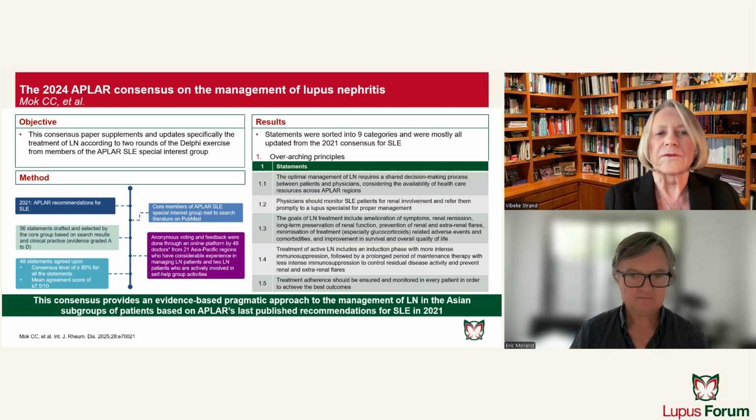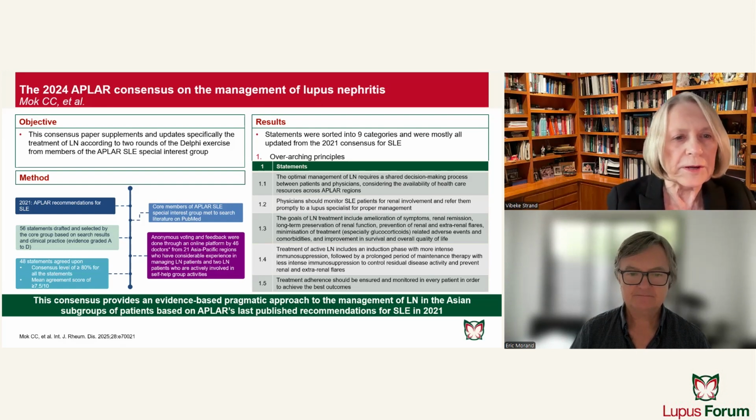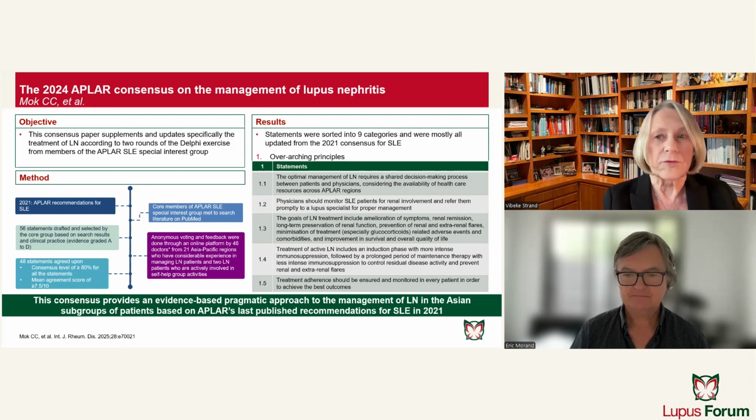And they then did the Delphi, where anonymous voting and feedback were done through an online platform, very similar to what OMERACT does. There were 46 doctors from 21 Asia Pacific regions who have considerable expertise in managing lupus nephritis, and 2 lupus nephritis patients who were actively involved in self-help group activities. From that, 48 statements were agreed upon. The consensus level was greater than 80% for all the statements, and the mean agreement score was greater than or equal to 7.5 out of 10.